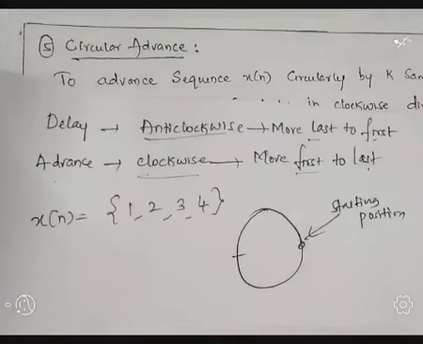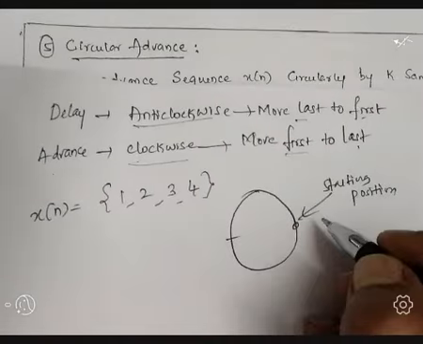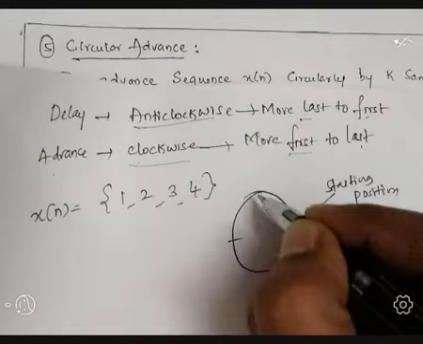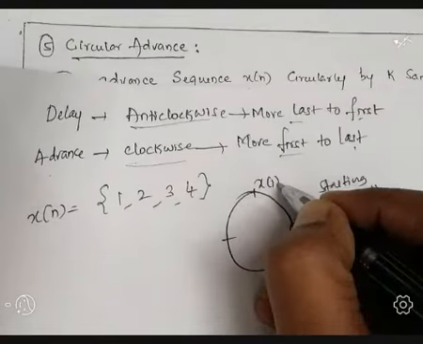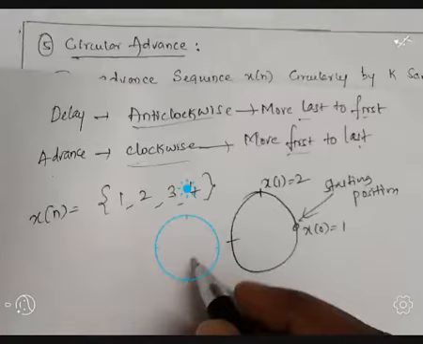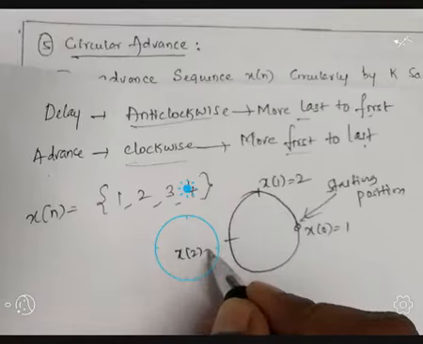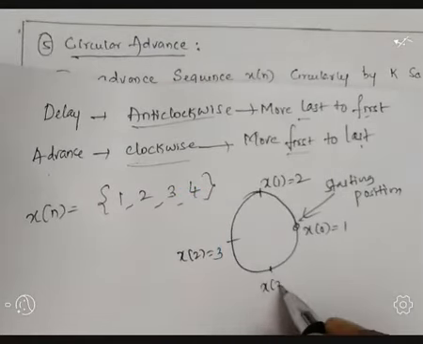If it is the starting position, then it is what? X of 0 is 1, x of 1 is 2, x of 2 is 3, x of 3 is 4.